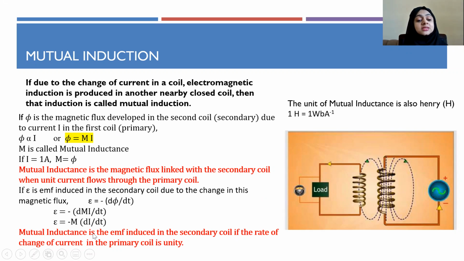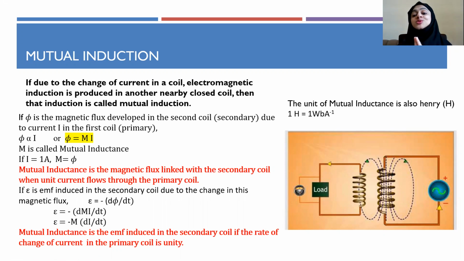So mutual inductance is also defined as the EMF induced in the secondary coil if the rate of change of current in the primary coil is unity. Similar to how we defined self-inductance, but in this case, you have to mention which is secondary, which is primary. So the current change is happening in the primary coil and as a result, EMF is induced in the secondary coil. And this process is called mutual induction. I hope this is clear to you.